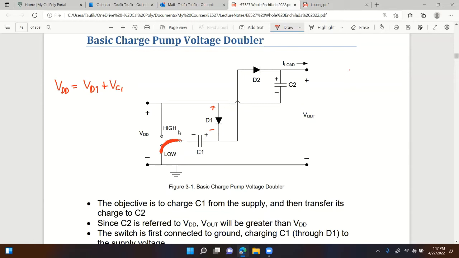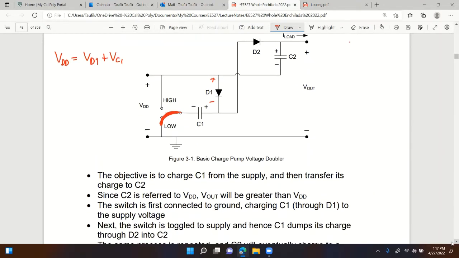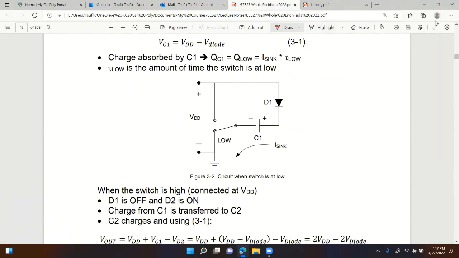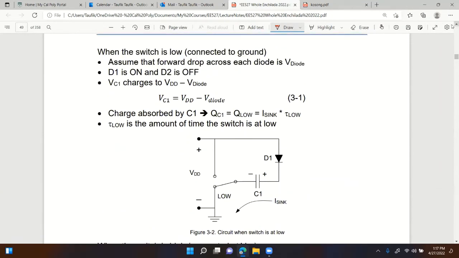Of course, when you first start the process, C1 is already discharged, so its voltage is going to be lower than VDD. That's why you have positive voltage across the diode, and therefore the diode turns on. We have the circuit right here. Since diode D1 is on, we are charging C1.